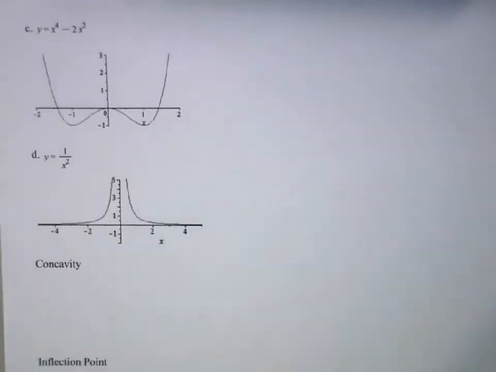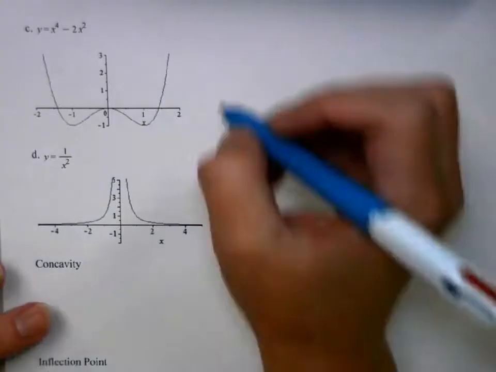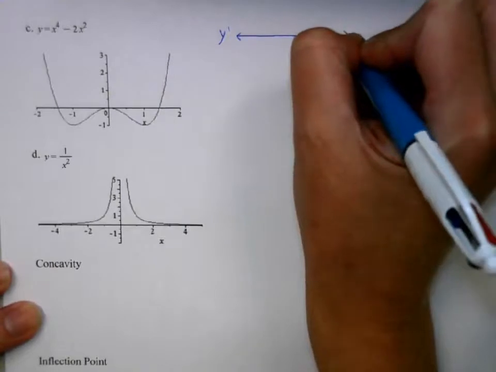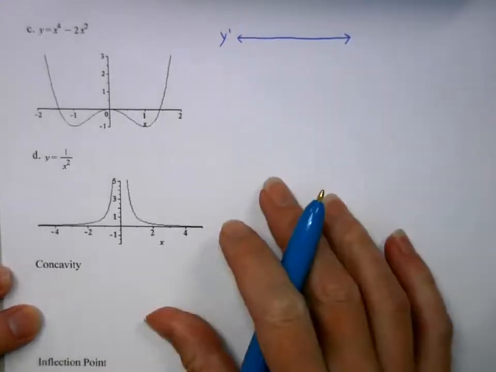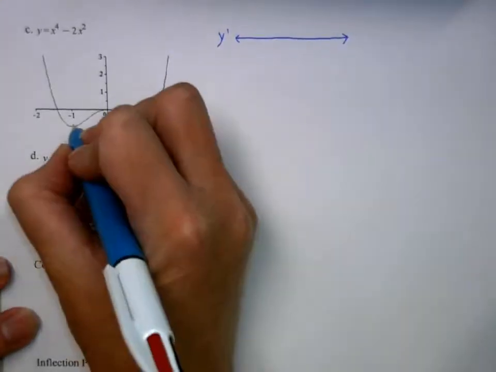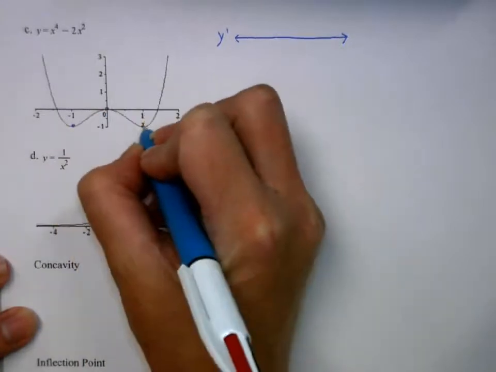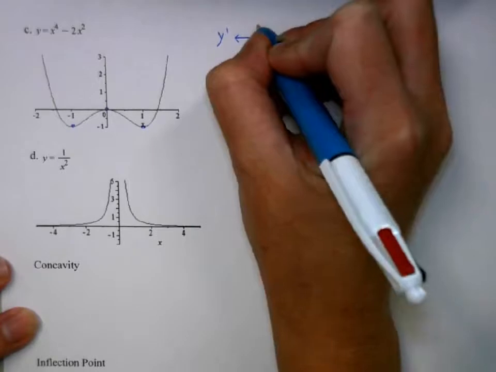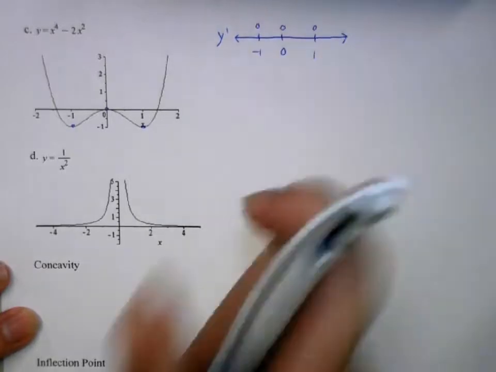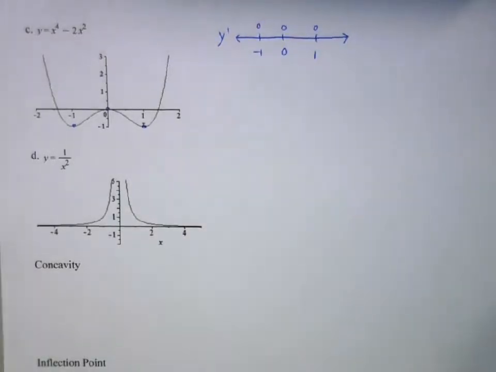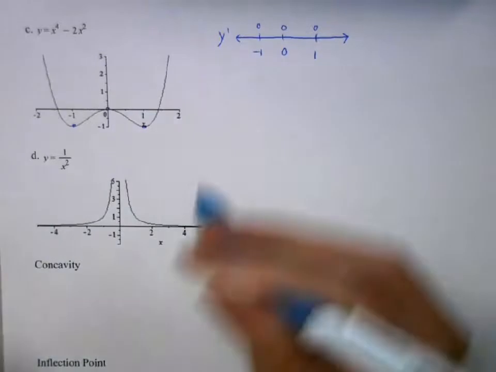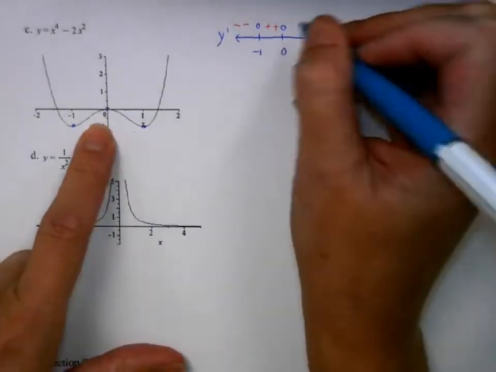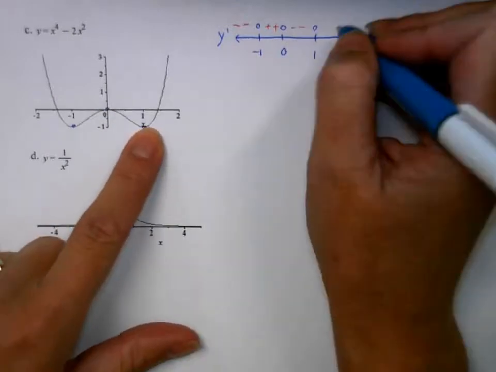This next one, we have a little bit more going on. First, identifying where my derivative would be 0, which is here, here, and here. So negative 1, 0, and 1. Then our graph is decreasing here, increasing here, decreasing here, and increasing here.